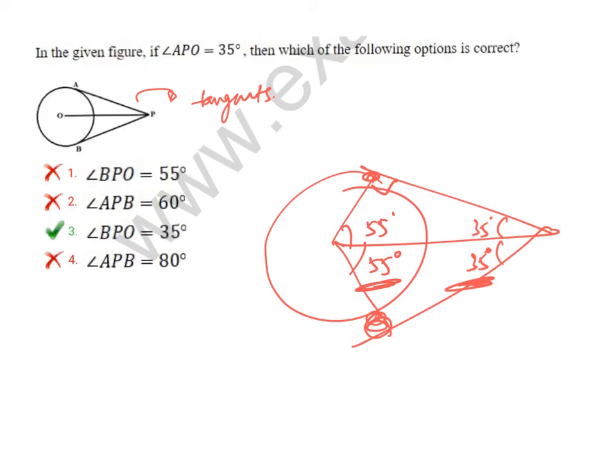So wherever it says that, you can go for it. Now he's saying BPO is 35, so that's your answer there. But he should have given there that PA and PB are the tangents. That is the one thing which is missing in the question.